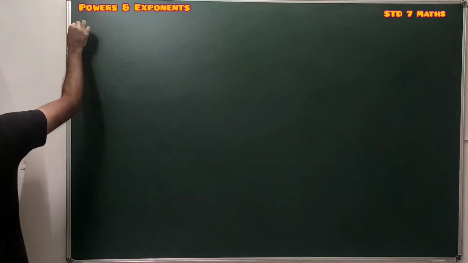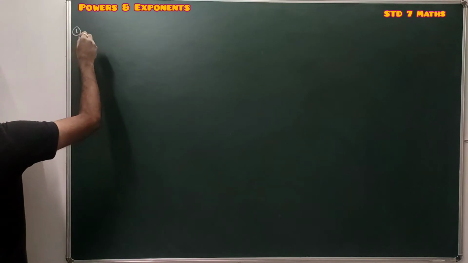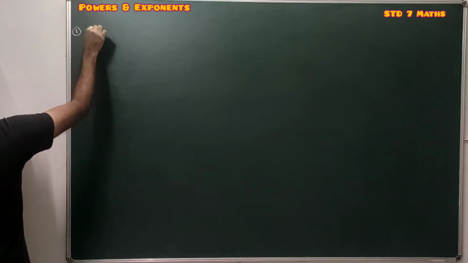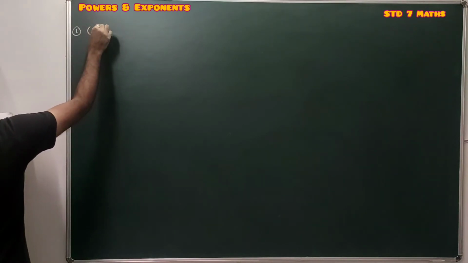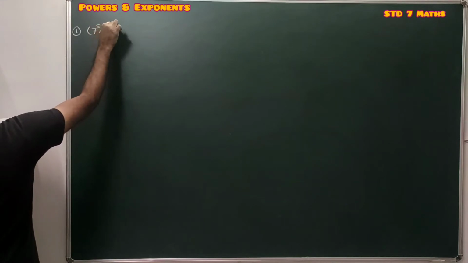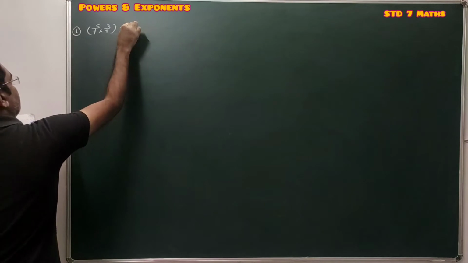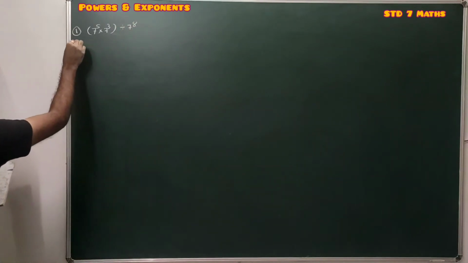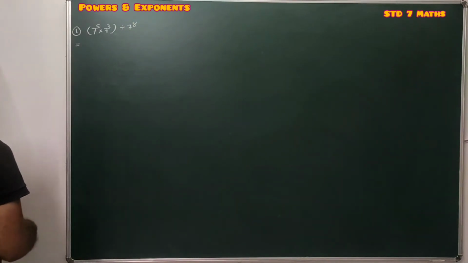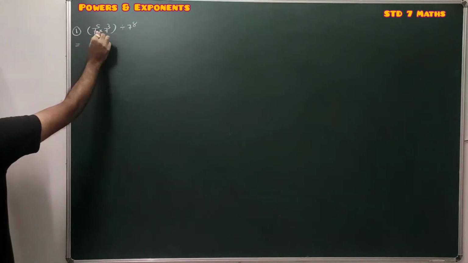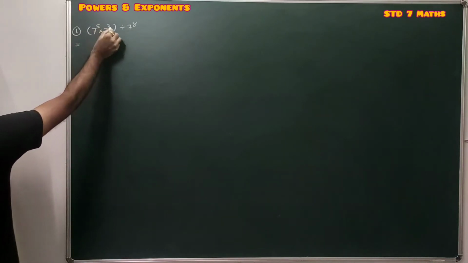So first sum, find the values. The first sum is 7 raised to 5. We are given 7 raised to 5 multiplied by 7 raised to 3 divided by 7 raised to 8. We have to find the value of this one. So first, simplification of this bracket. Here two powers are in multiplication with the same base, so we can perform addition of these two powers.